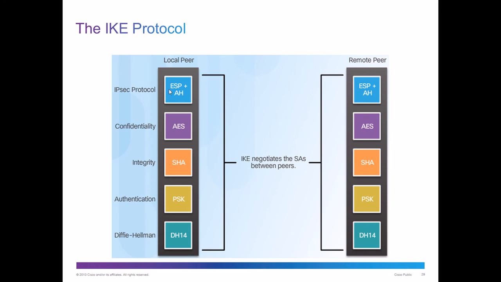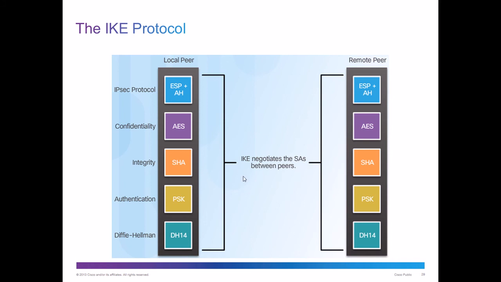I'm going to use ESP and AH as my IPsec protocol, and here are my choices. So IKE sends that information to the remote, and then the remote says, okay, I agree. He sends that information back, and if you both agree, then everything is okay. Then you start passing data. And we'll talk about how to set that up.